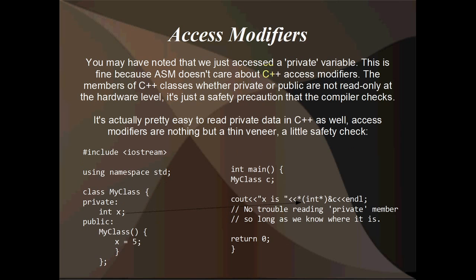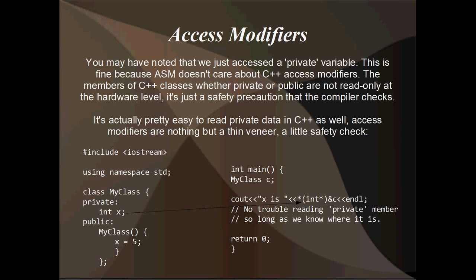Okay, so access modifiers. A big part of object-oriented programming is these access modifiers. And you might have noticed that on the previous slide we actually accessed a private member variable. I mean, it wasn't a member variable, it was a static variable, but it was marked as private. So usually in C++ you couldn't do this, but assembly doesn't care about that. It's interesting also that C++ really doesn't care either, and it's pretty easy to access private members from outside of a class, so long as you know whereabouts they are.